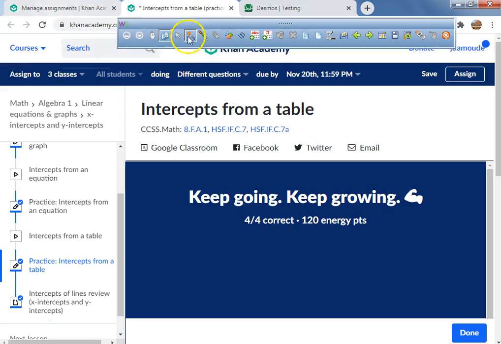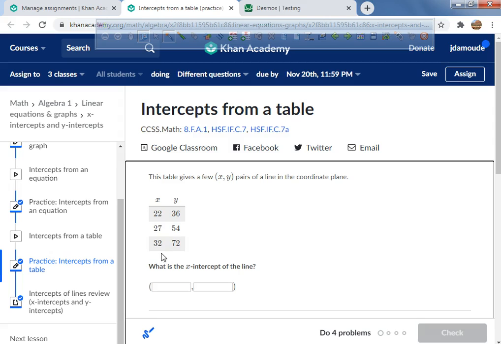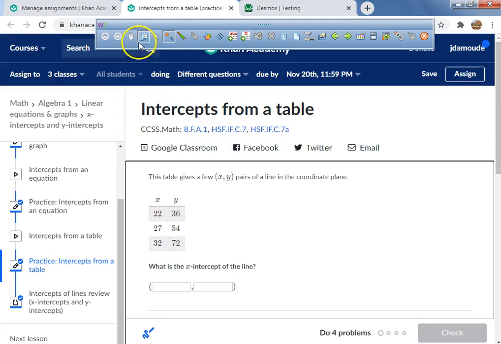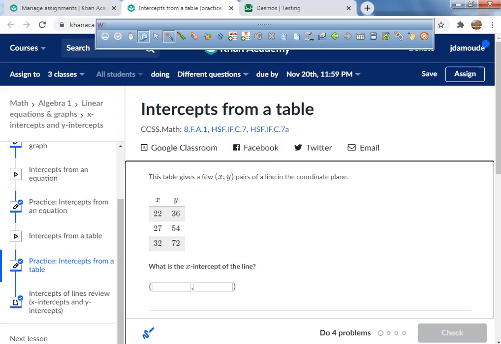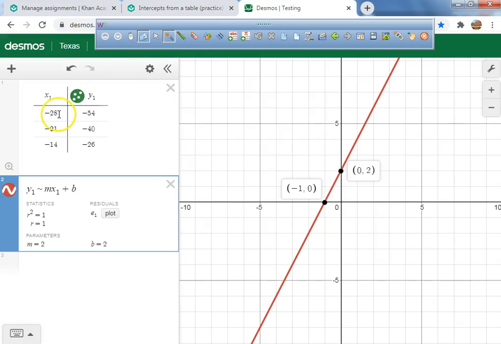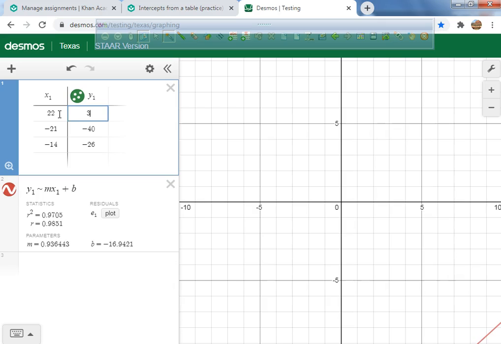So I'm going to do one more, just so you guys get the understanding. Let's do one more. Intercepts from a table. There we go. Intercepts from a table. It's loading. I'll pause the video. This one asks for the x-intercept. So it looks like here I'm going to take a little screenshot right here. I got 2236, 2754. Got it. Okay, 2236. Okay, got it. All right. See here. 2236. And I think it was 2754. Yep, 2754. Okay.